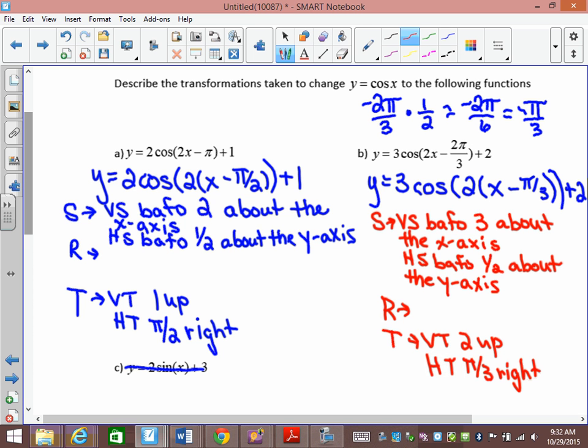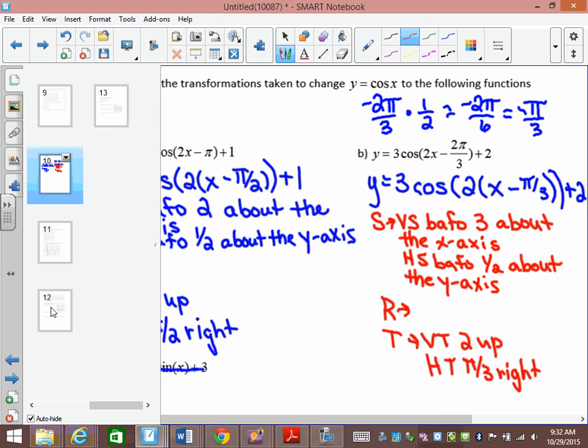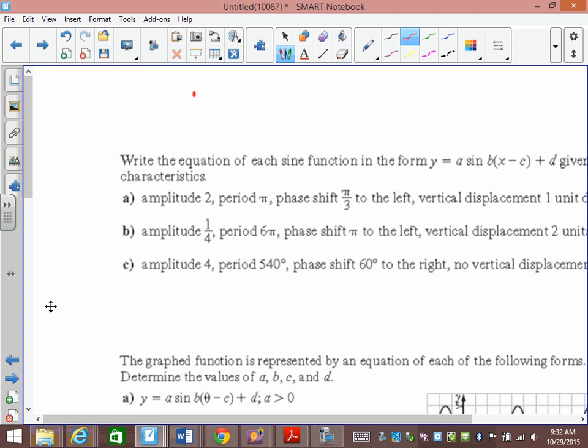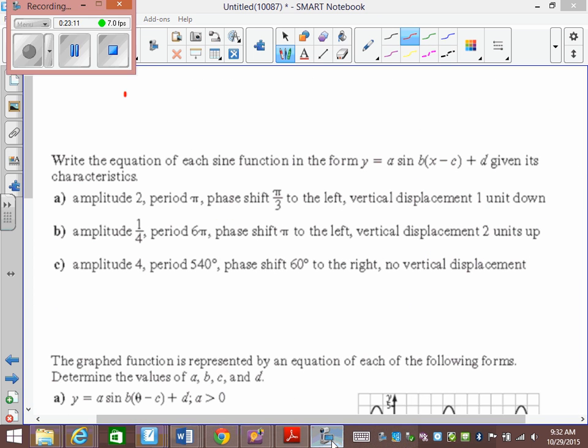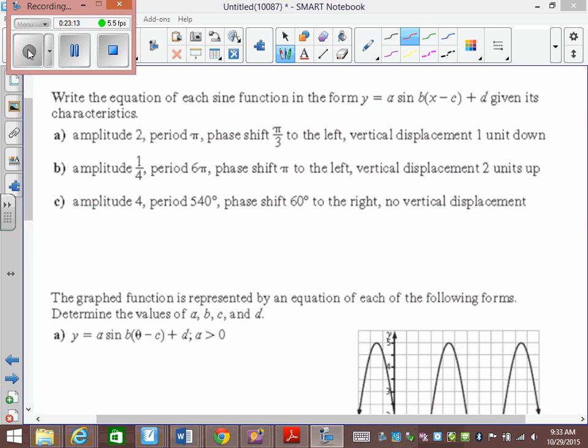I want you to flip ahead 2 pages. So not the next page, but the page after. So we've gone over when I give you a graph, how you have to come up with the equation. We've gone over when you're given the equation, list the transformations. Now they're going to give us information and we have to come up with the equations. So write the equation of each sine function. So here they're limiting us to sine. It has to be sine.